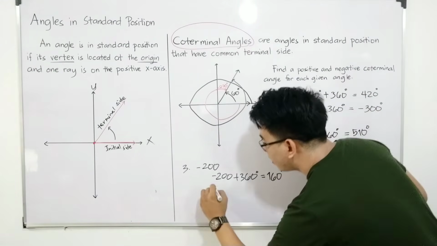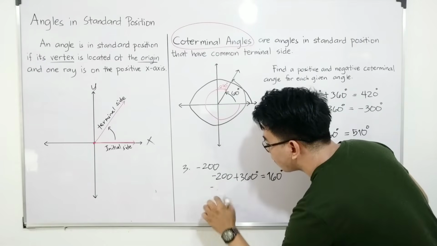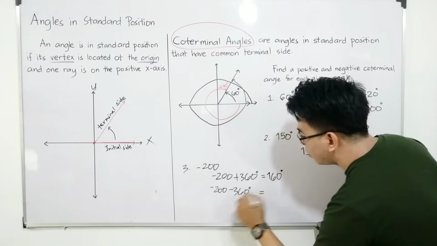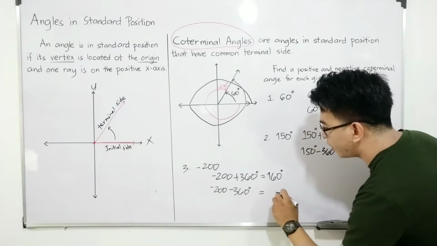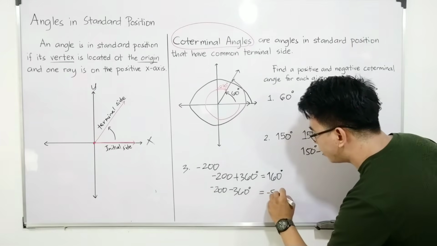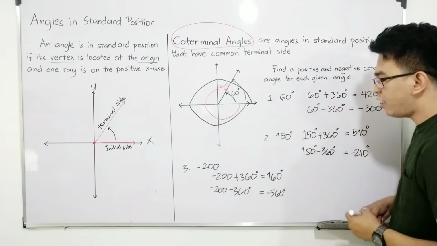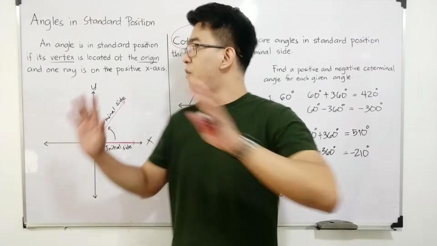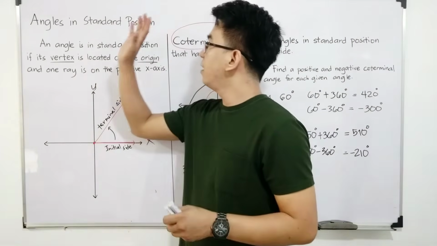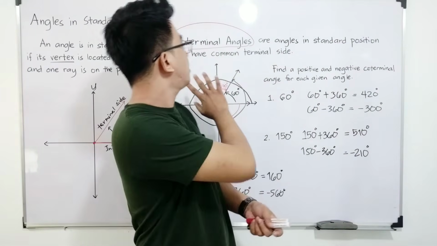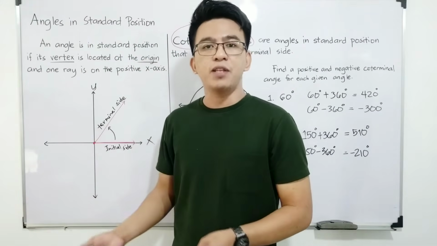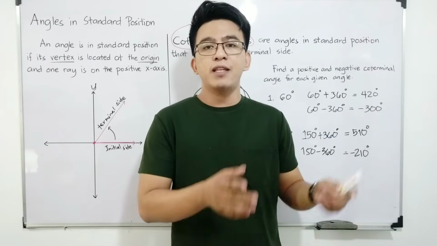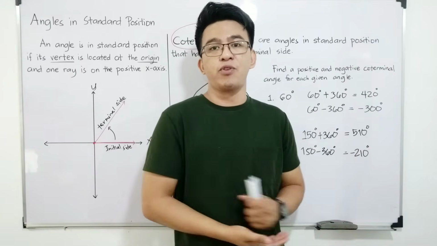And to subtract 360, so negative 200 minus 360 degrees. Since para silang sign, this will give us negative 560 degrees. At ito na mismo yung sagot natin for the positive and negative coterminal angle. So, I hope na nakuha niyo yung concept na meron tayo sa board natin about angles in standard position and coterminal angles. In the next part of our video, we will find the positive and negative coterminal angle kapag naman yung ating angle is in radian measure.